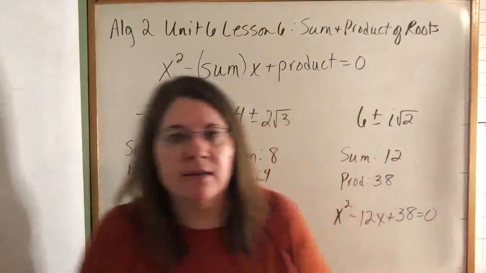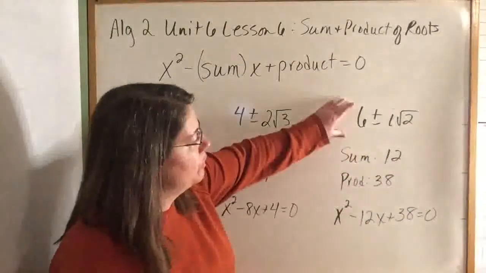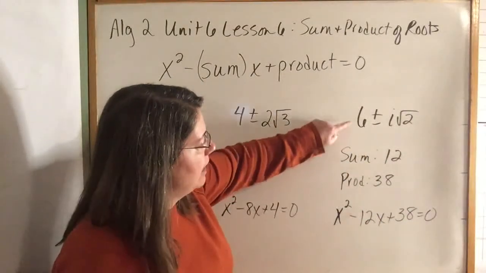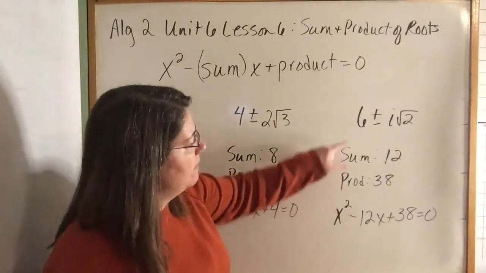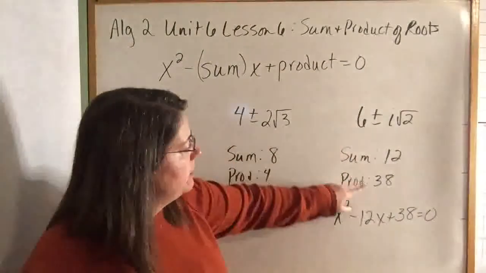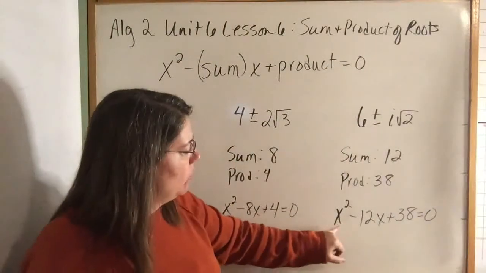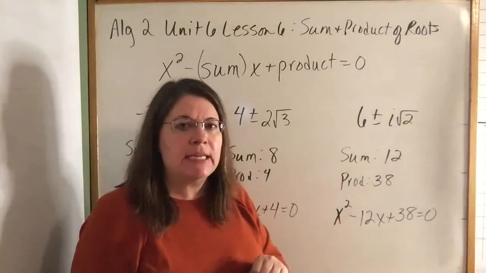And the final one is a complex set of roots. When you add those together, you get 12. When you multiply those together using FOIL, you would get 38, and you end up with x squared minus 12x plus 38 equals 0.